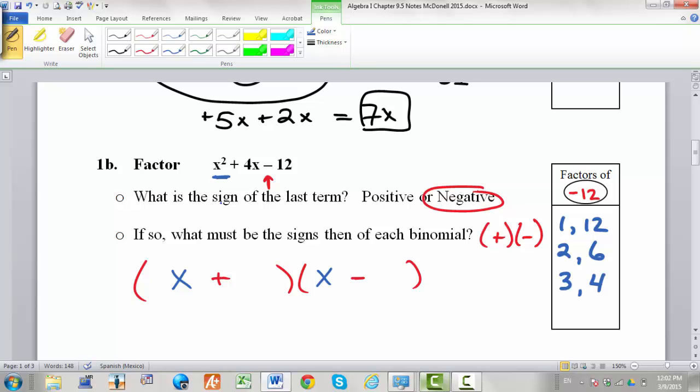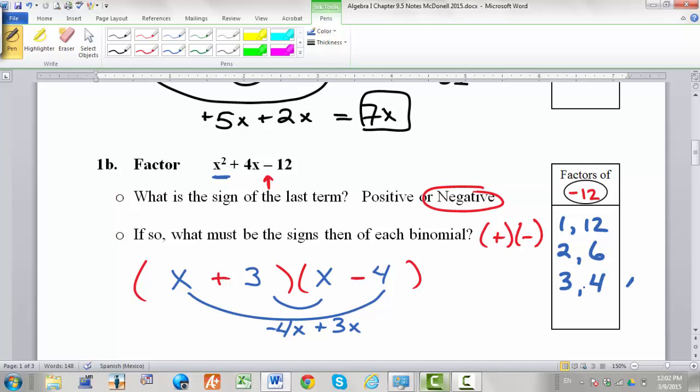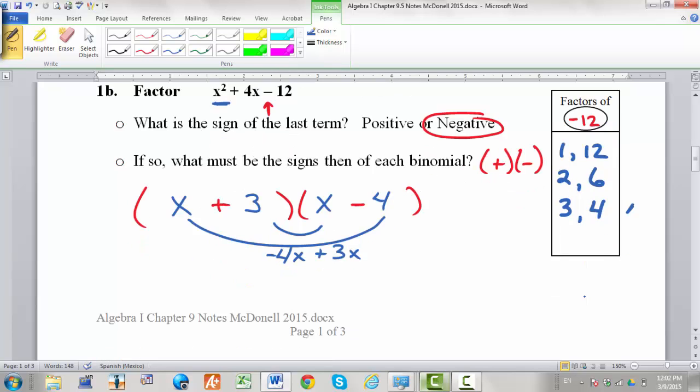I like to try the ones that are closest together first, so I'm going to try my 3 and 4 first. And I'm going to put my 3 and my 4 in, and now I'm going to check it. Outside is negative 4x. Inside is positive 3x. As we add these two together, that gives us negative 1x. And unfortunately, that is not our 4x that we need in the middle. So we'd have to try another possibility. So 3 and 4 do not work. So I'm going to try my second possibility.